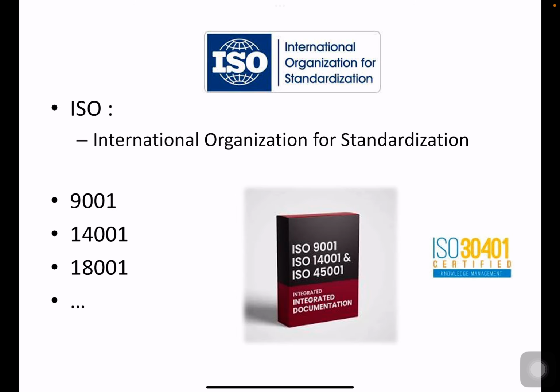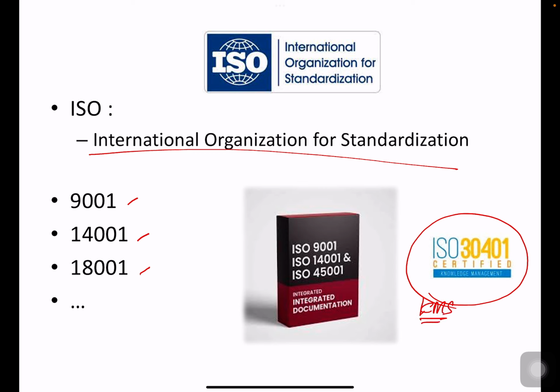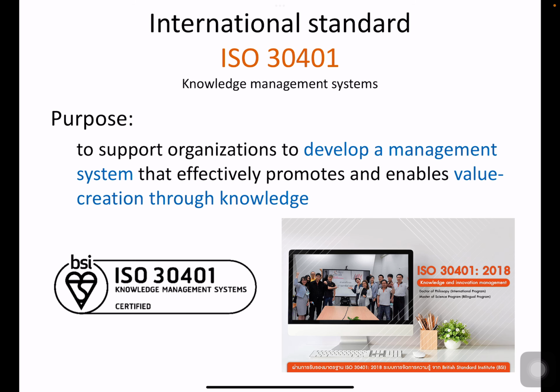So let's talk a little bit about the International Organization for Standardization, or ISO. We have many ISO standards, for example ISO 9001, ISO 14001 for the environment, and ISO 18001. But the ISO for the knowledge management system is ISO 30401, which we have at CAM, for the program of knowledge management and innovation management. ISO 30401 focuses on the knowledge management system.